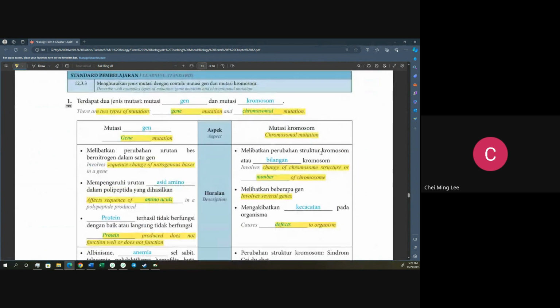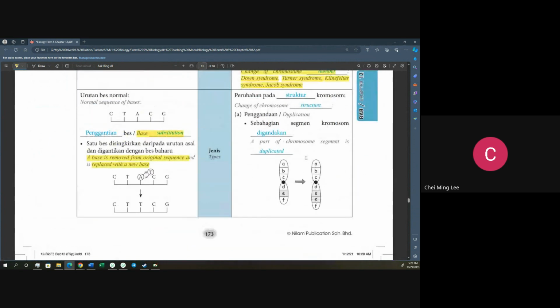Now let's see the chromosomal mutation. The first one, normally, involves the change of chromosomal structure. For example, duplication. So for duplication, a part of the chromosome segment is duplicated. For example, A, B, C, D, E, F. Suddenly E, we duplicate it, it becomes A, B, C, D, E, E, F. So the structure is wrong. From a 6-segment, it becomes a 7-segment chromosome.